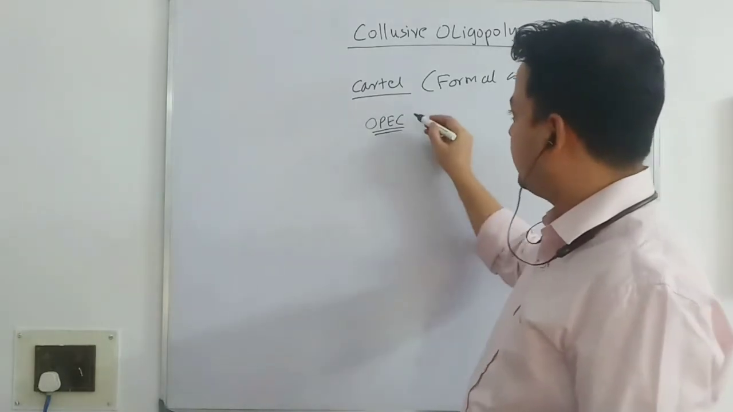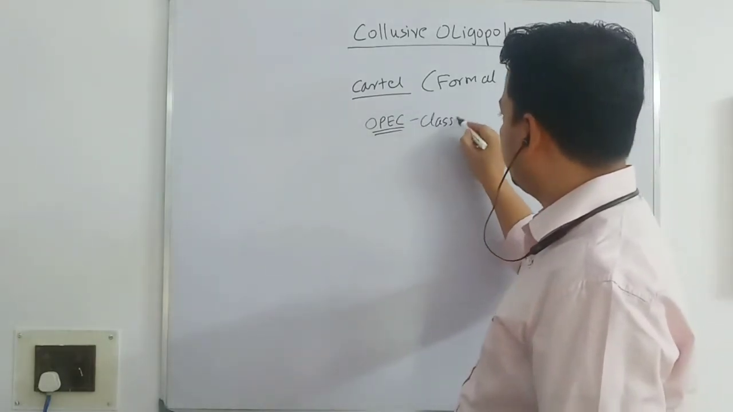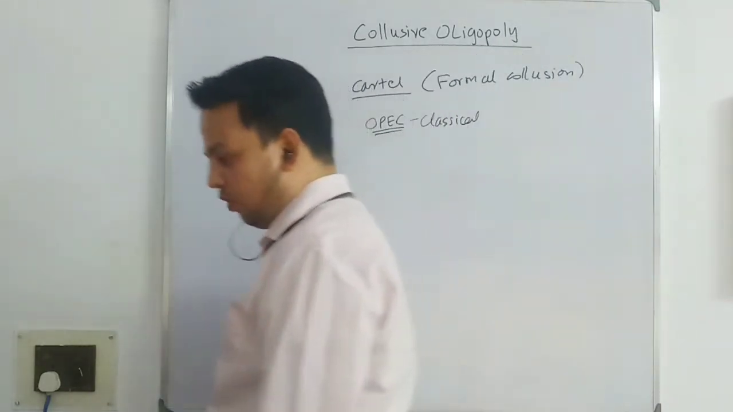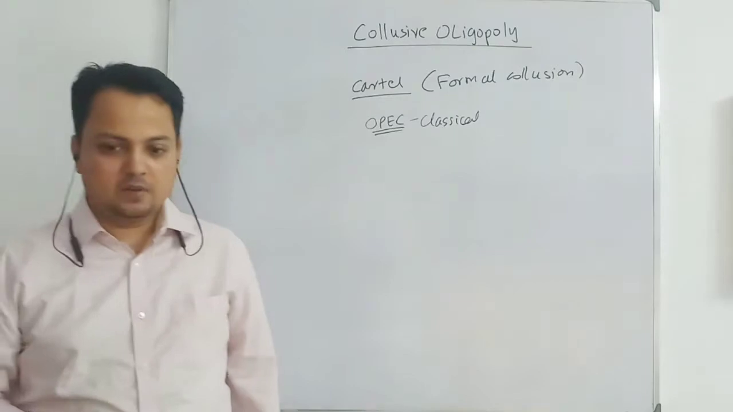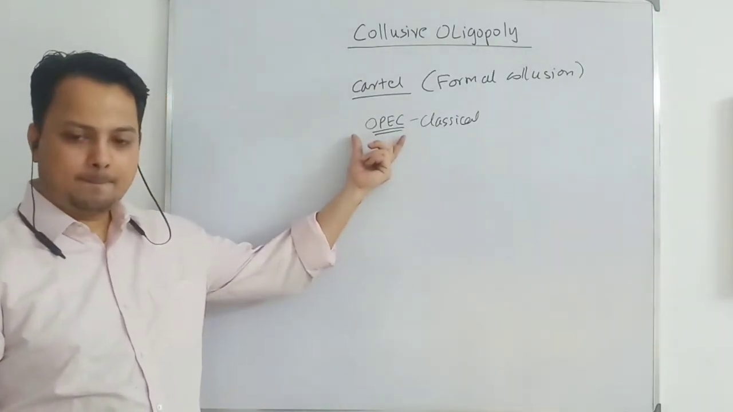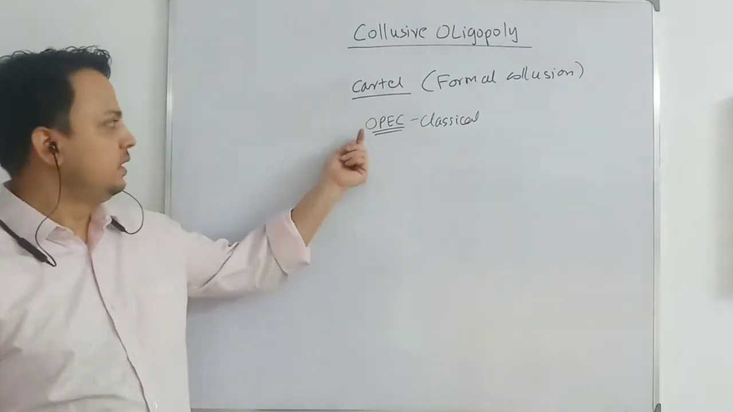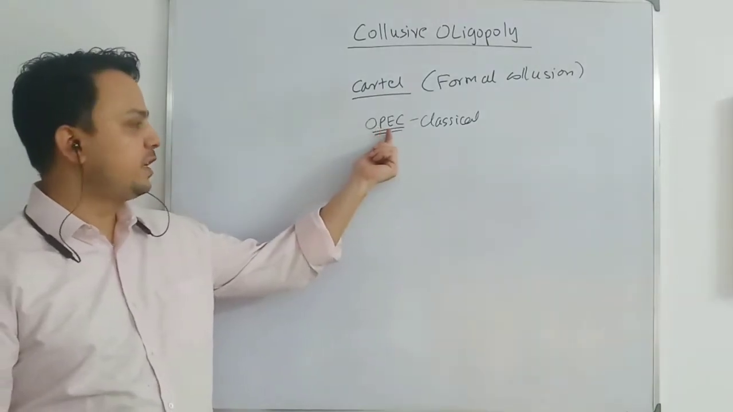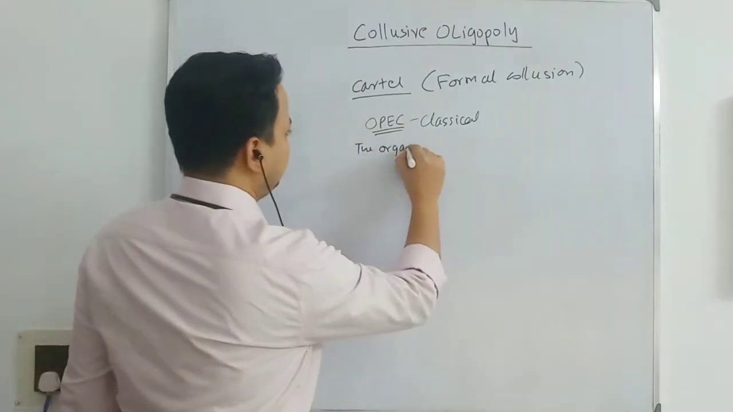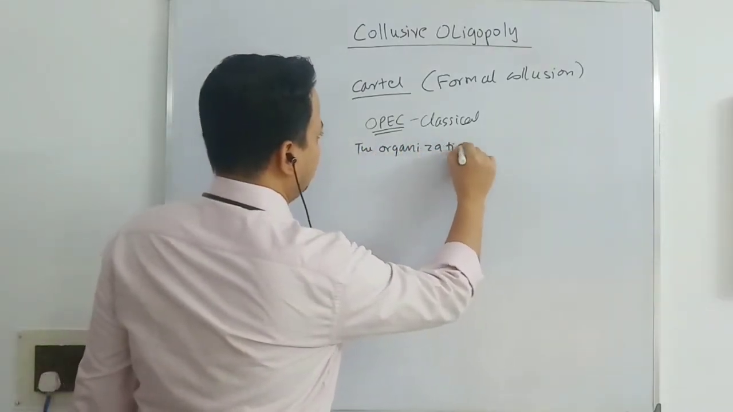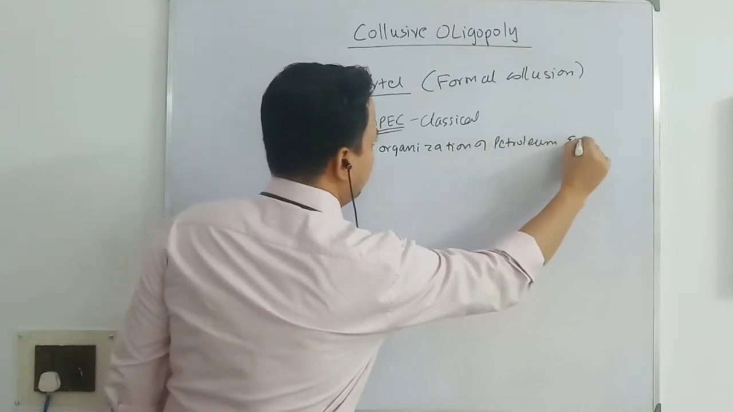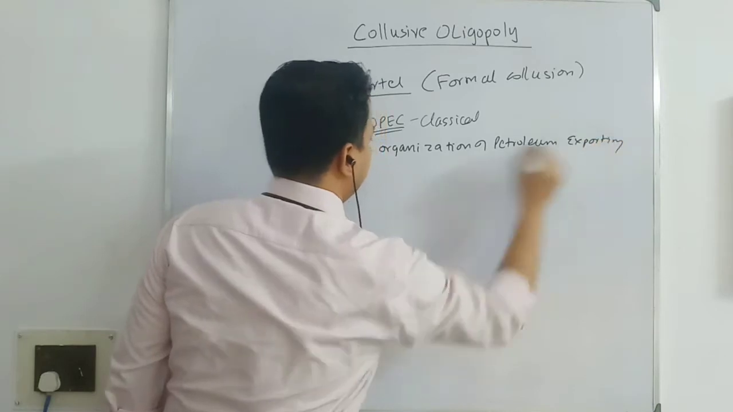I say that OPEC is the classical example of a cartel. What does OPEC do? Has anyone looked on the internet for what OPEC means? Yes or no? No one. Okay. This is the Organization of Petroleum Exporting Countries. Write down the Organization of Petroleum Exporting Countries.